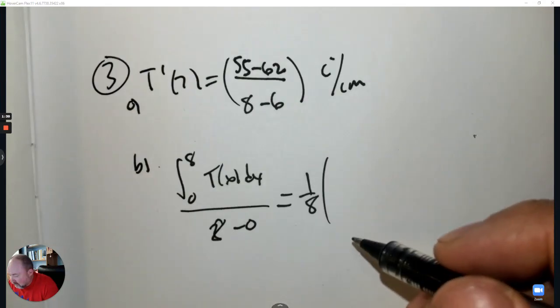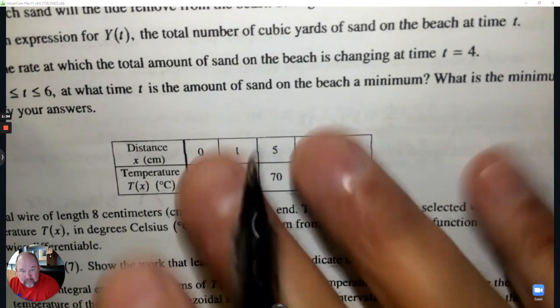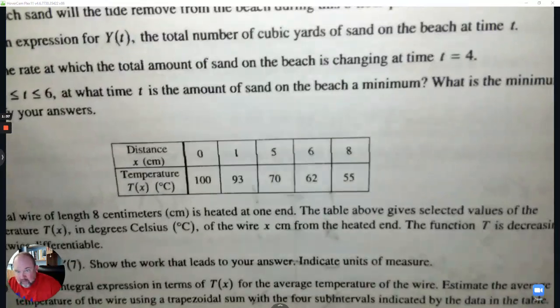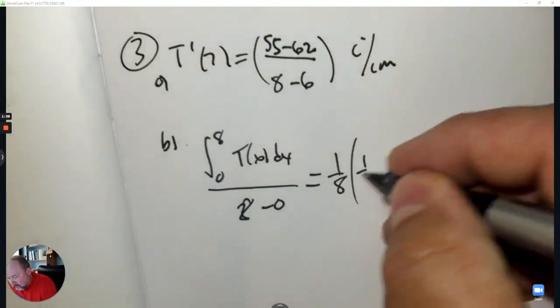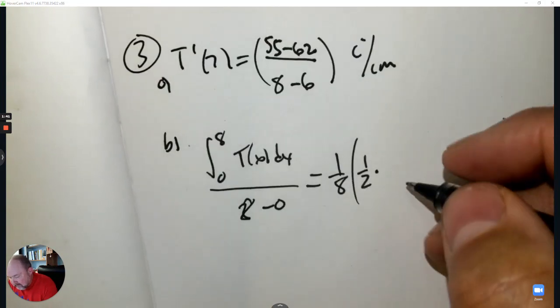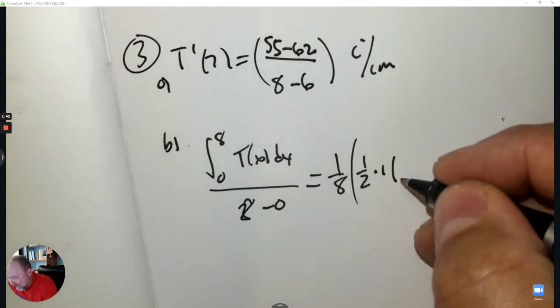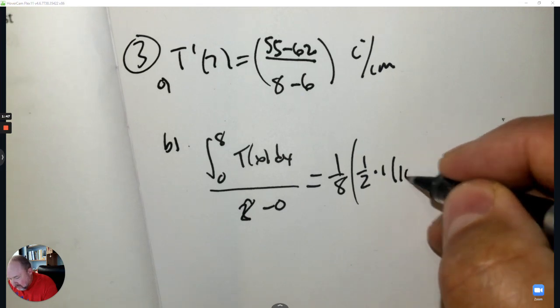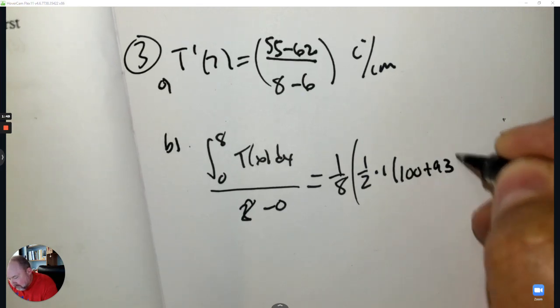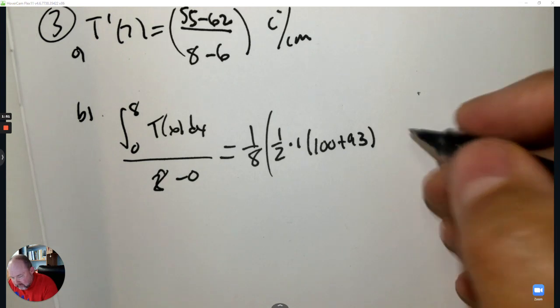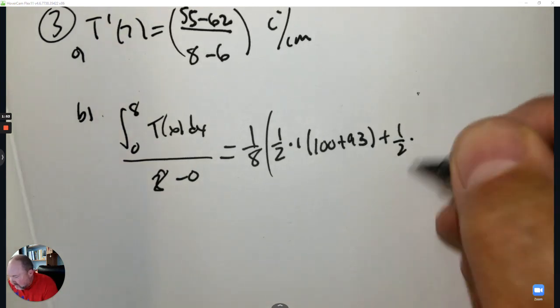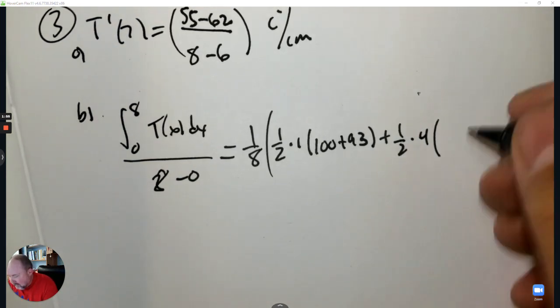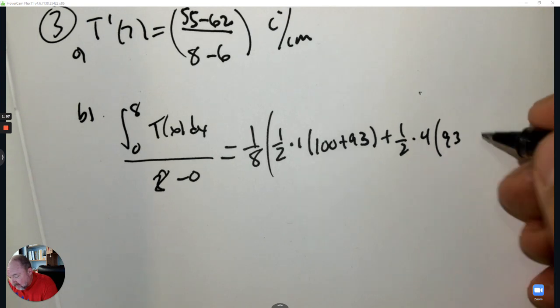And then we have to do a trapezoidal sum, but they're not equal, right? That's why they said indicated in the table. So each one's a separate trapezoid. So the formula for a trapezoid, the first one's 1/2 always, and then the width, which is 1, and then add the heights. So it's 193. That's the pattern that we're going to follow over and over again. Let's try again. 1/2 times the width, and then add the heights. You don't have to simplify it. That's 93 plus 70.